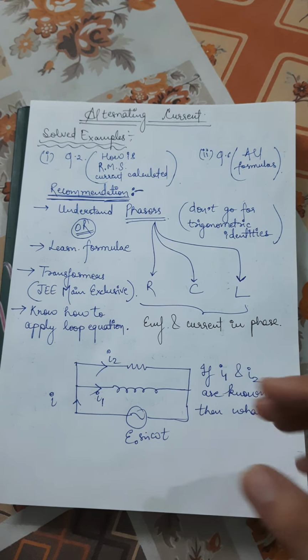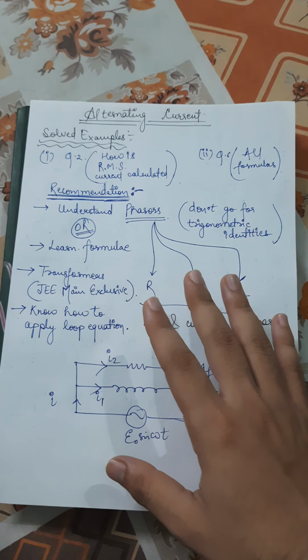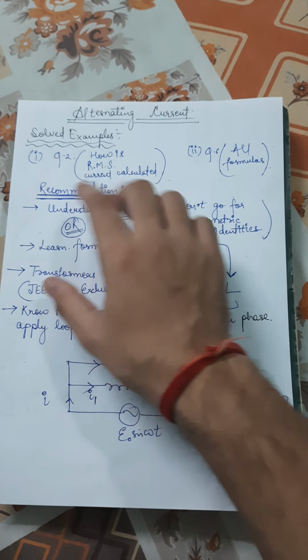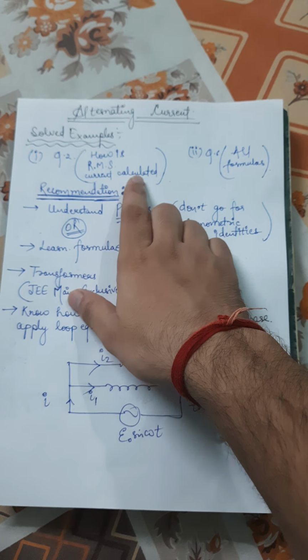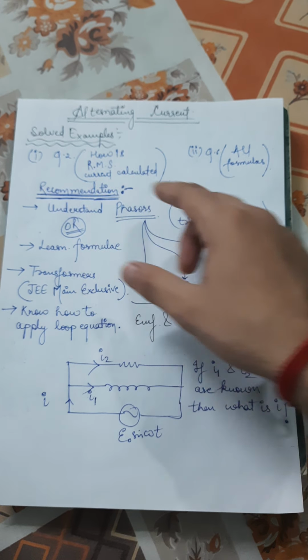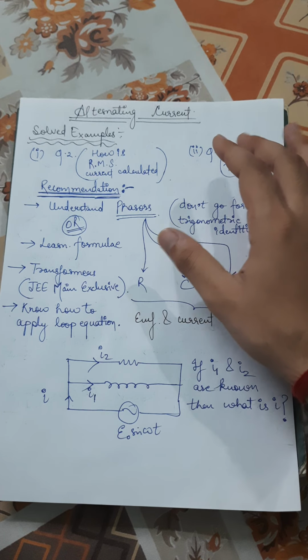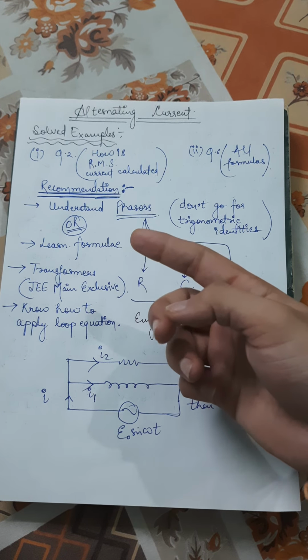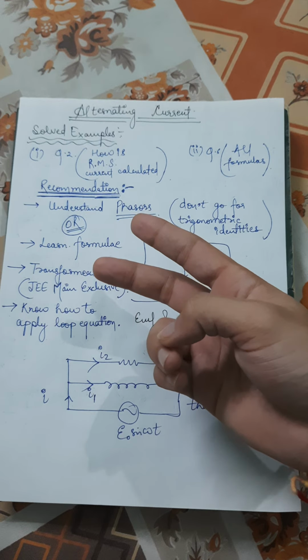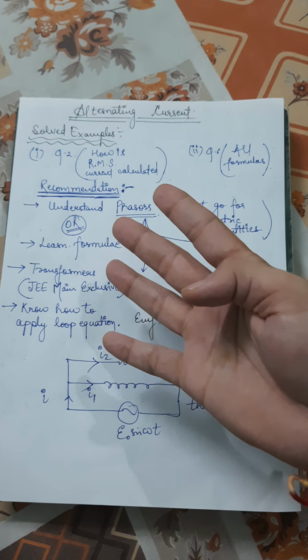See, there are not many questions in alternating current solved examples. They are just basic. For example, question number 2, how is RMS current calculated? It will help you in determining that. Question number 6 is the only question where you will get all the formulas. You will have to calculate the capacitive reactance, inductive reactance, I think voltage.